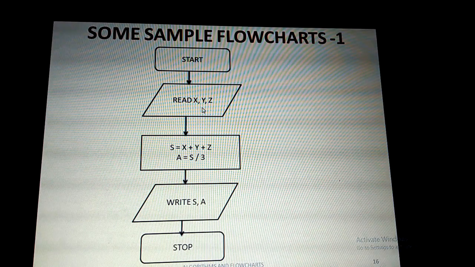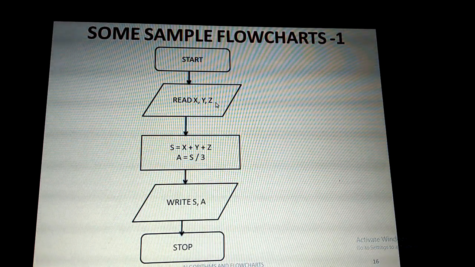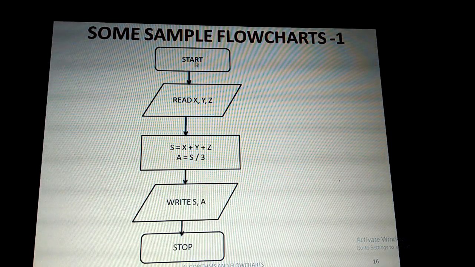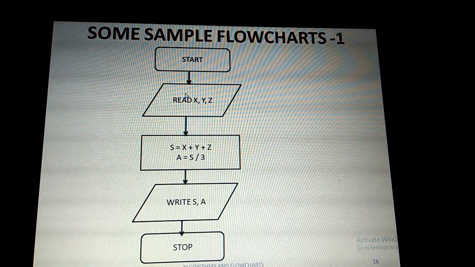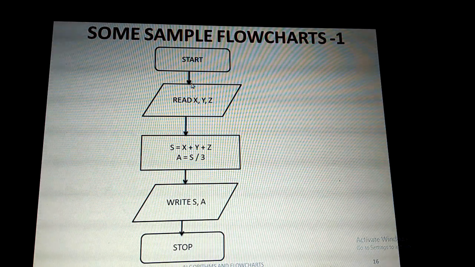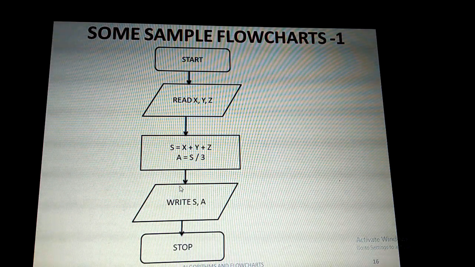No, so we need to get the 3 subject marks. Here XYZ is going to be used for getting the 3 subject values. Before that, we need to start the process, and that starting symbol is going to be connected with the next symbol with the help of this arrow. Without this arrow, if you draw the symbolic shapes, this will not be treated as a flow chart.